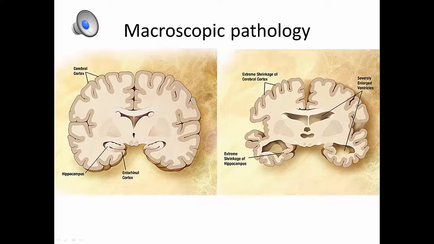Macroscopically, the brain in Alzheimer's disease also shows marked changes. On the left is a normal brain. On the right is an illustration of a brain with Alzheimer's disease. There is shrinkage of the gyri and expansion of the sulci, particularly in the forward part of the brain. In addition, there is extreme shrinkage of the hippocampus. The atrophic brain leads to enlarged ventricles.